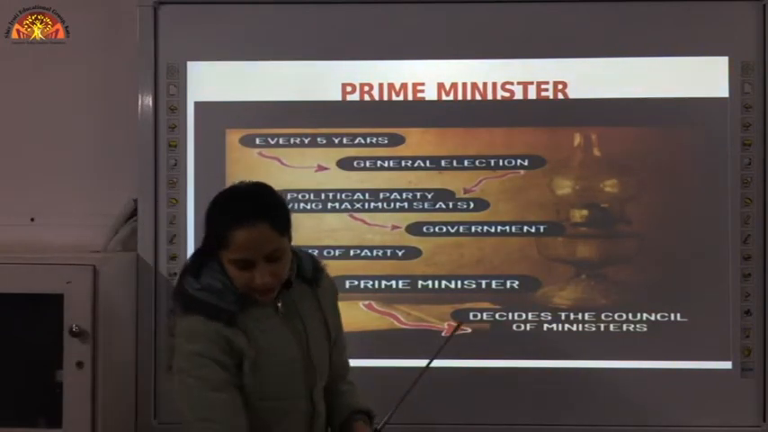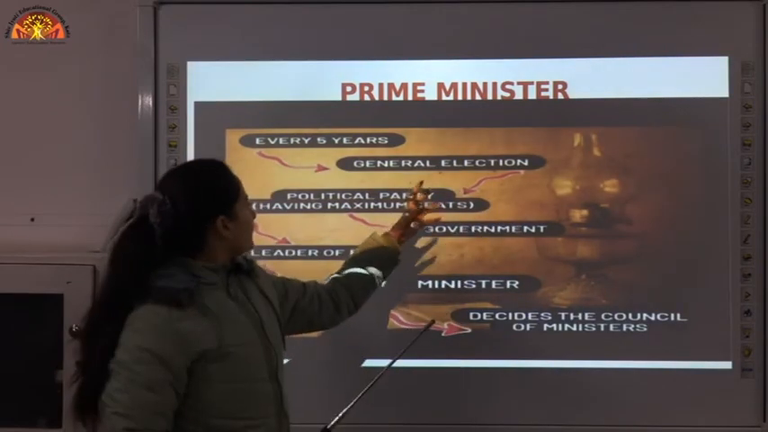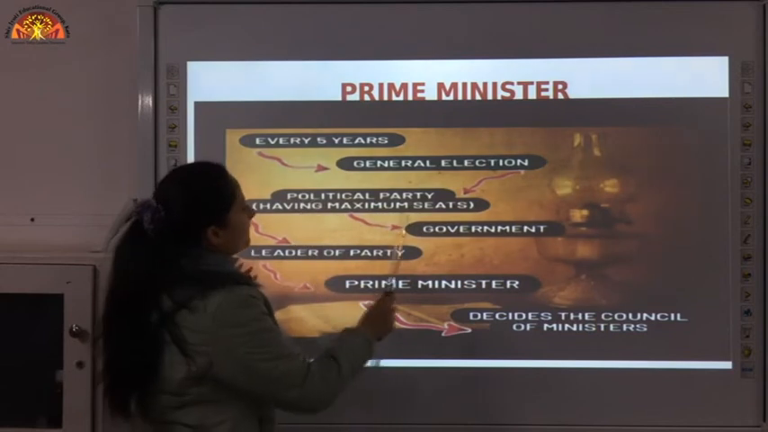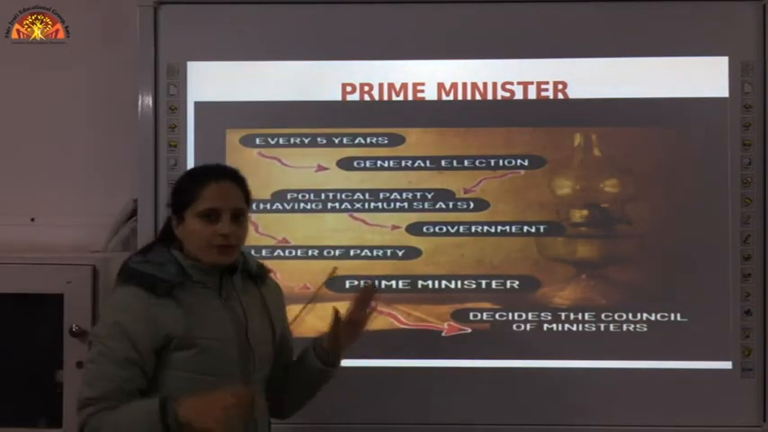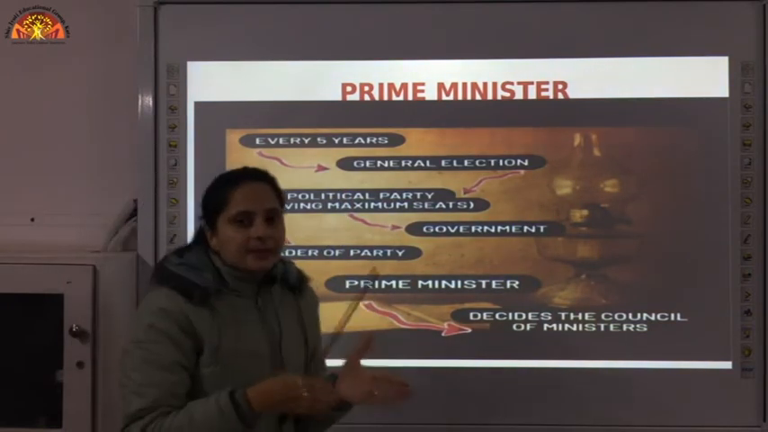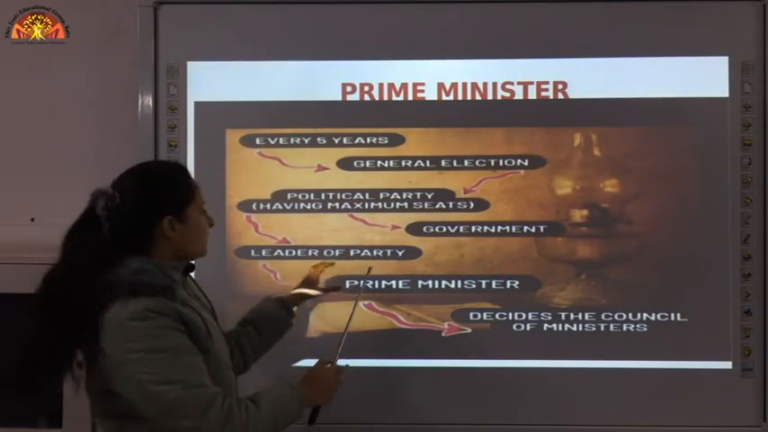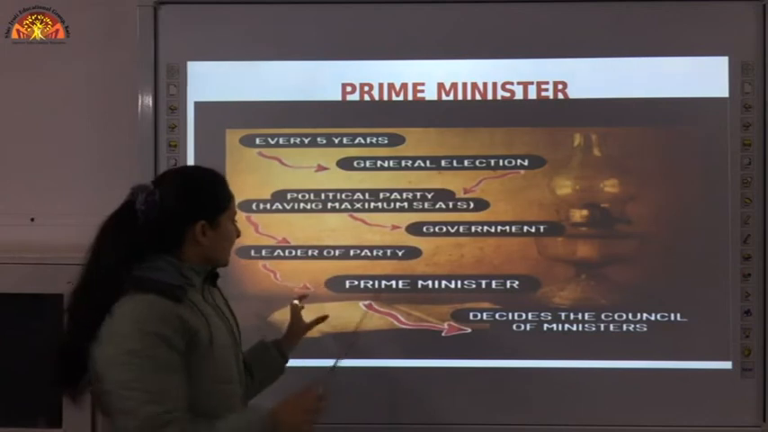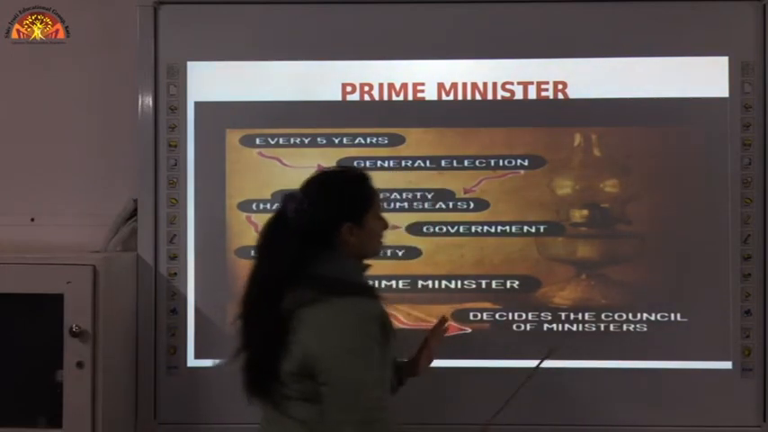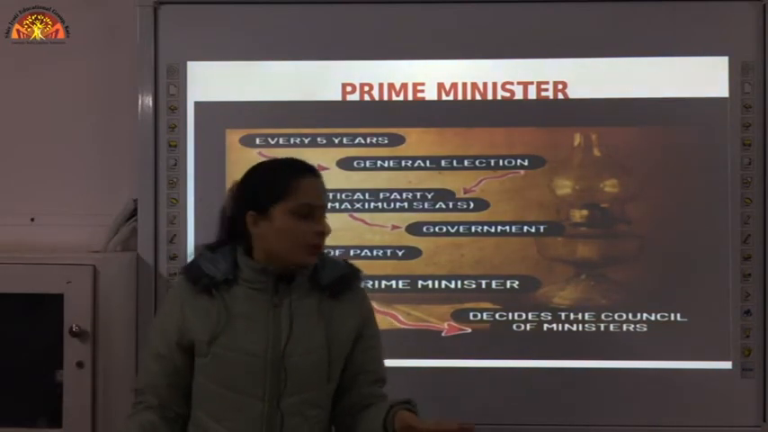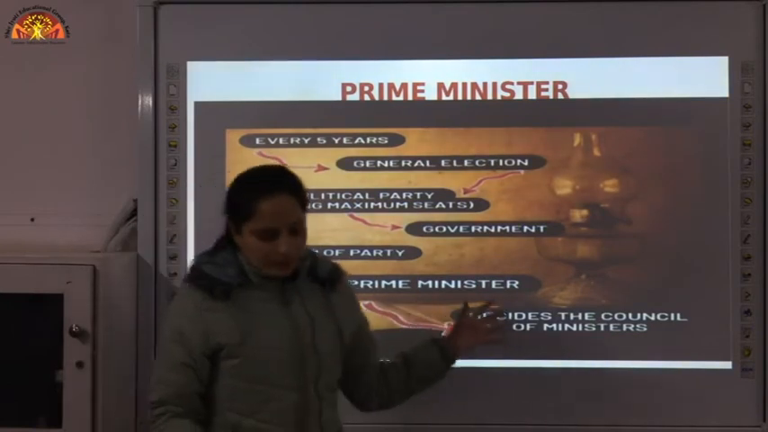Now we'll talk about the Prime Minister. Every 5 years general elections are held, and the political parties having the maximum seats form the government. Look again, every 5 years there are general elections, and the political parties which have the maximum number of seats form their government. And then the leader of that party who gets the maximum number of votes is chosen as the prime minister, okay, and then further the prime minister decides the council of ministers, because he cannot alone look into all the matters. Then he chooses his council of ministers which handles different fields, and then they report.